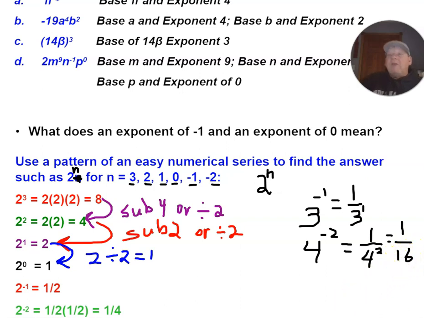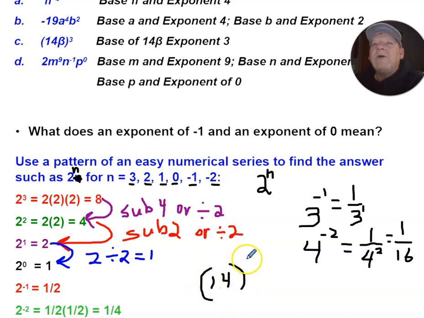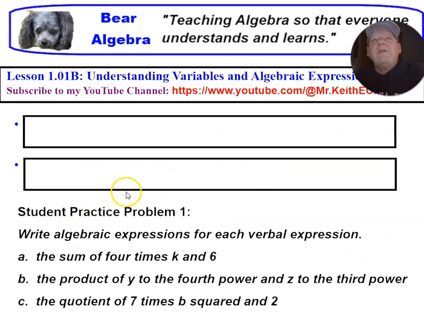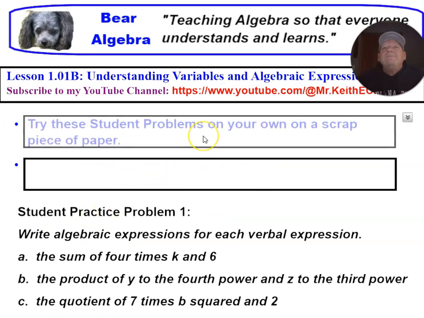And then anything except 0 raised to the 0th power will always equal 1. Now, those really are 8th grade standards, and I wanted to review them in understanding the exponents part of this lesson. So that's a little bit more advanced than what the first lesson's problems were, but it is necessary.